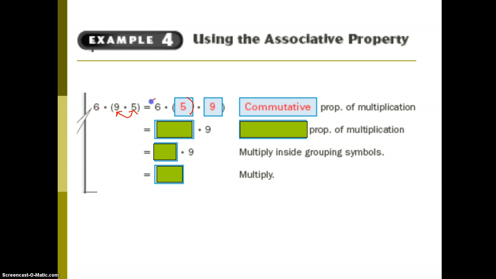Now, I'm going to group the 6 and the 5 together. Why do I do that? Because 6 times 5 is going to be easier to solve. It ends in a 0. That's associative property, where I'm grouping them differently. 30 times 9, all you have to do is 3 times 9, which is 27. Add the 0, 270 is your answer.